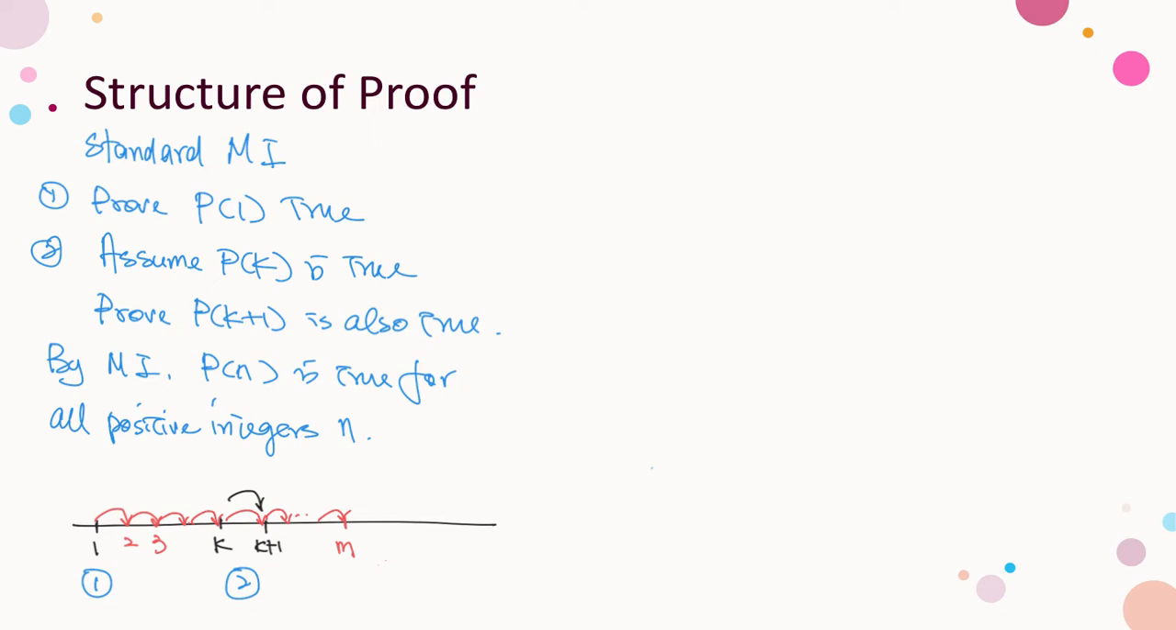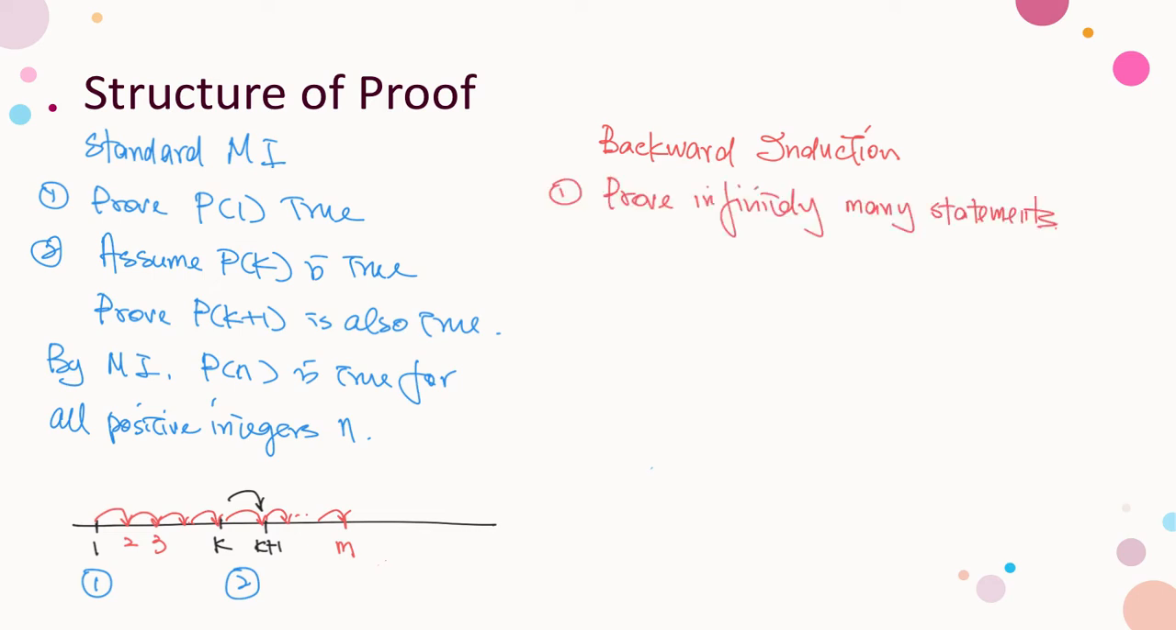Now, the backward induction involves two steps as well. The initial step is to prove infinitely many statements. Of course, it doesn't mean to prove all statements. For example, to prove the statements for n equals 2 to the power r, where r is any positive integer. So the initial step includes infinitely many statements, but not all.